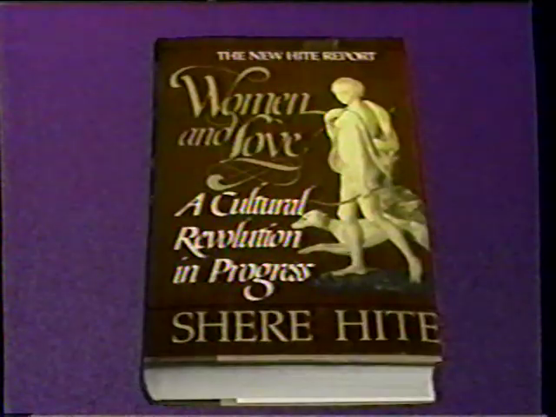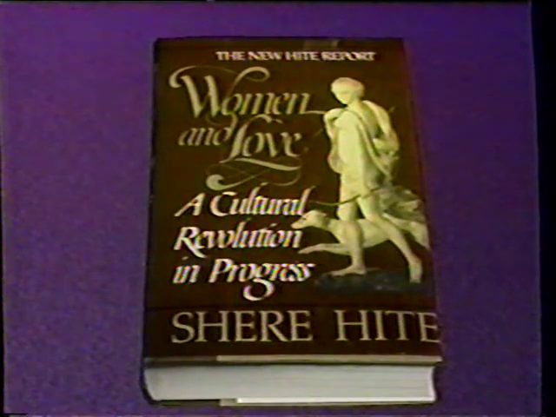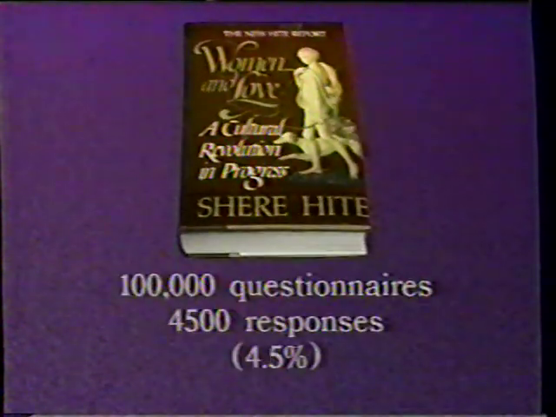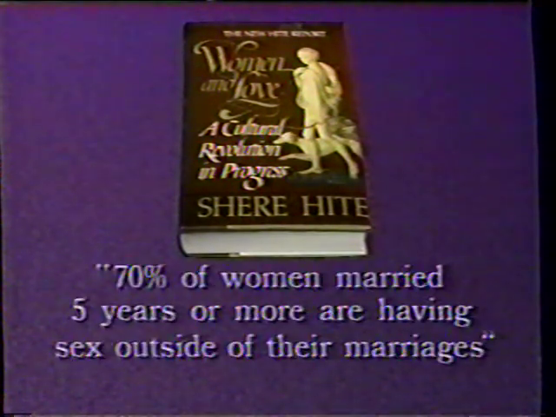Why is that important? Here's an example. In 1987, Shere Hite published the book Women and Love, which detailed women's attitudes on a wide range of subjects. She based her book on responses to about 100,000 questionnaires sent to women's and church groups around the country. Only 4,500 women, 4.5%, responded. One of her findings was that 70% of women married more than 5 years were having extramarital affairs.